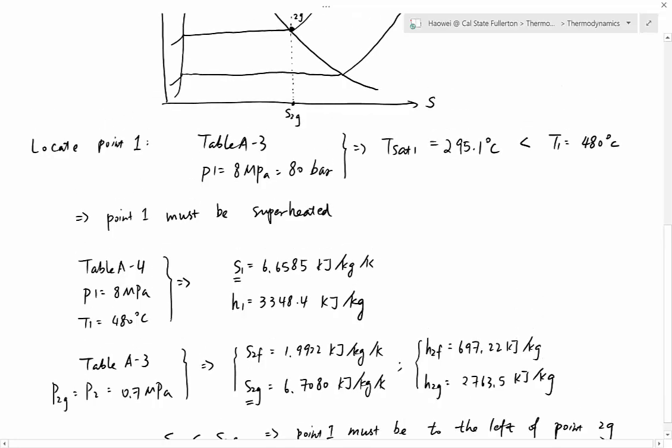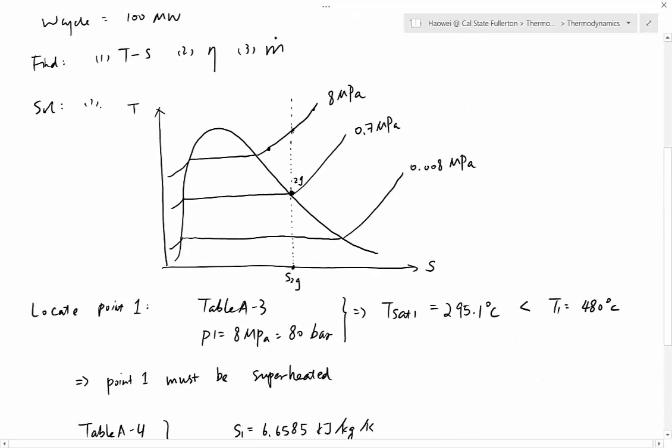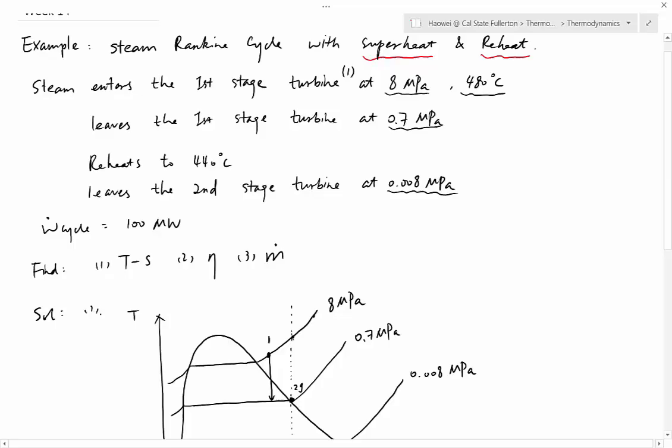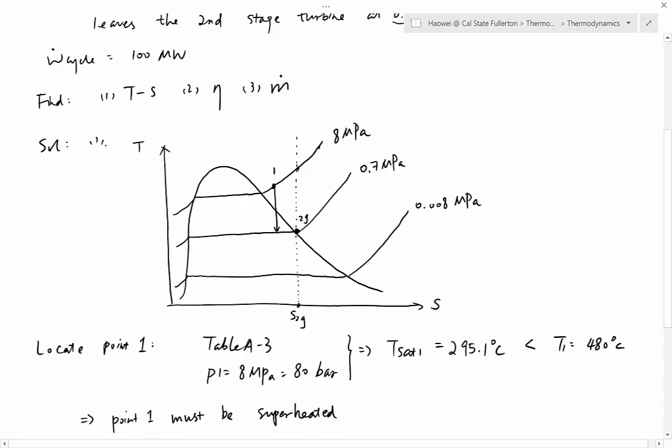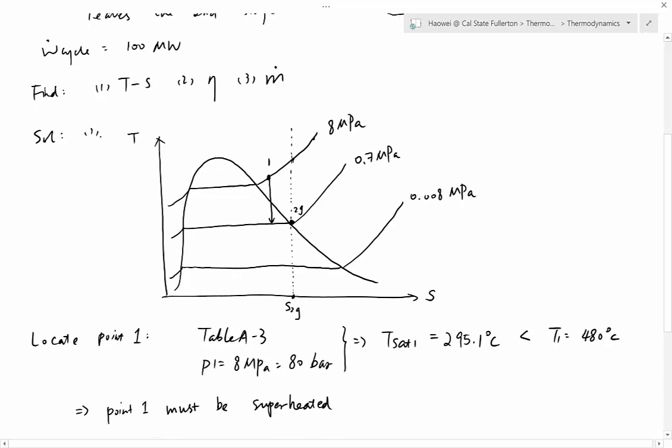So now we go back to the diagram, and we must put number 1 to the left of this reference line. So for example, somewhere here. This is number 1, and then locating point number 2 will just be very easy. You just go straight down because 1 to 2 is the first stage turbine. That is an isentropic process. We go straight down to 0.7 megapascal because the problem says steam leaves the first stage turbine at 0.7 megapascal. So 1 to 2 done.